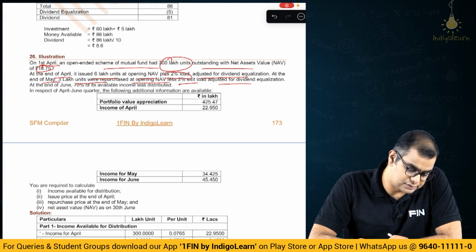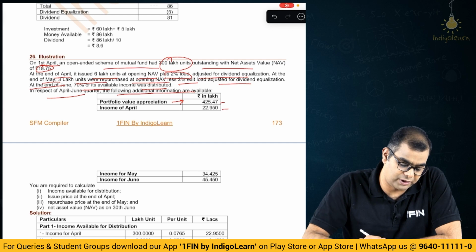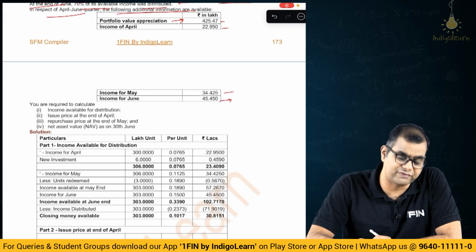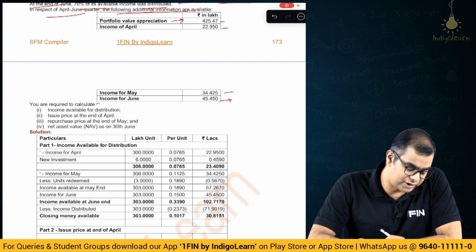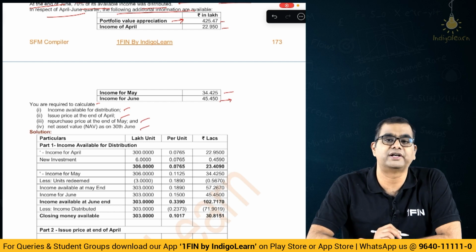Then, at the end of June, 70% of the available income was distributed. In respect of April to June quarter, the following additional information is available. Portfolio value appreciation is 425.47, income of April is 22.95, income of May is 34.425 and income of June is 45.45. You are required to now calculate income available for distribution, issue price at the end of April, repurchase price at the end of May and NAV as on 30th of June.